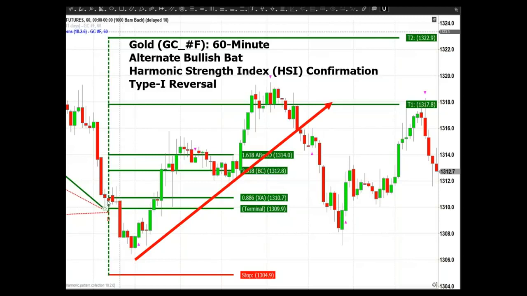1, 2, 3, 4, 5, 6, 7. 7 hours down, straight down in a row, from 1316 all the way down to 1307 area. Straight through our ideal potential reversal zone. Beautiful pattern, great numbers, but look where the first green arrow, first green price bar develops at 1308. That's almost $2 below our terminal bar. Then finally, look, there's HSI coming in about 3 bars later. That's the kind of thing we want to see.